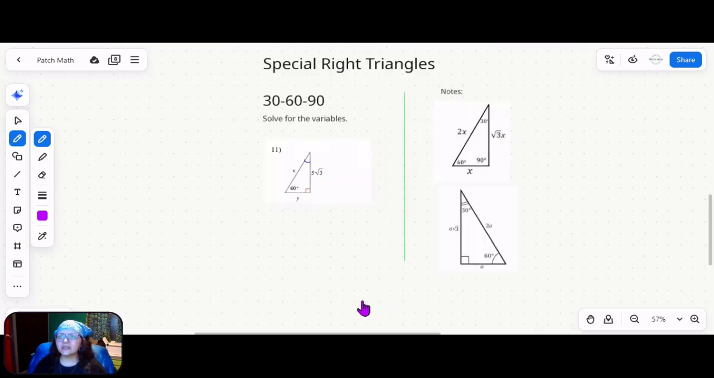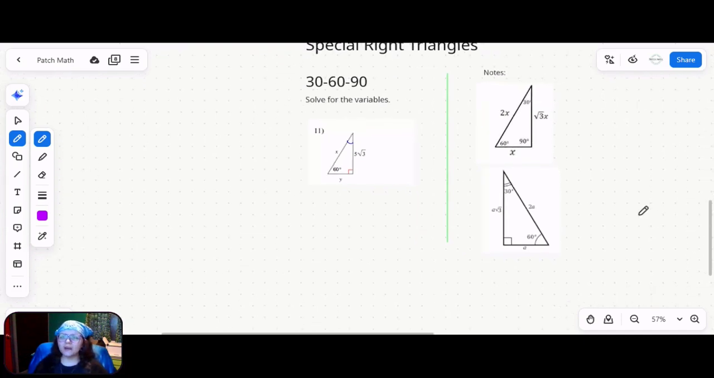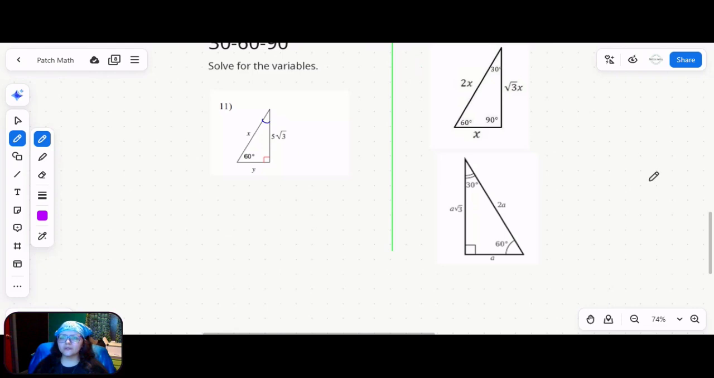Now, generally, these are considered just a bit harder, and that is because we don't have those legs being the same length here. We've got three different angles, so we're going to have three different lengths of sides that correlate with those three different angles.